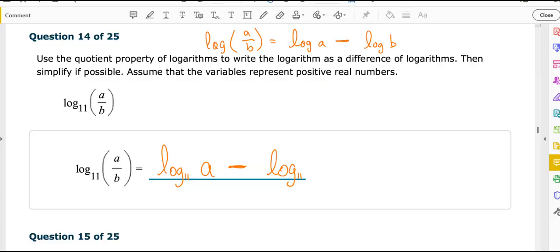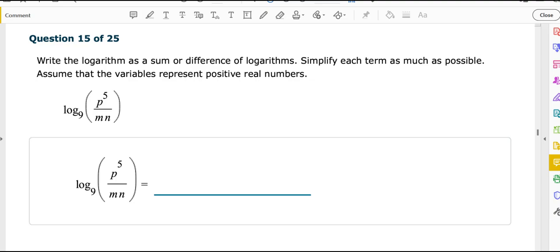Number 15. Write the logarithm as a sum or difference of logarithms. Simplify each term as much as possible. Assume the variables represent positive real numbers. Okay, the only other rule you need to remember is log of m to the n power. That n that's an exponent can sprout legs and walk out front. So you get n times log m. All right, so let's break this down. Log base 9 of p to the 5th over m times n.